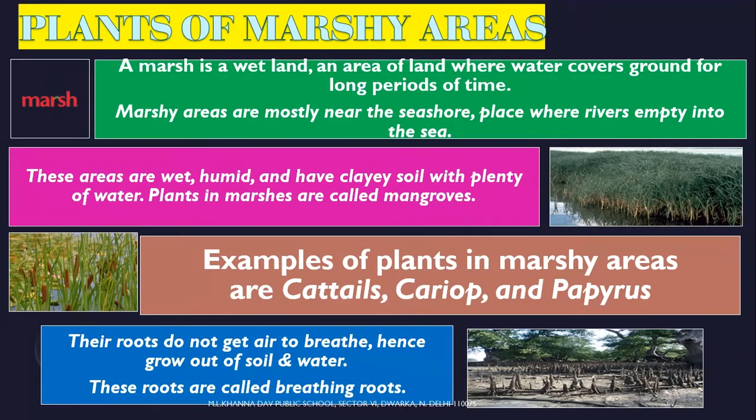There is a special feature which we see in the plants which grow in marshy areas. Because the soil is filled with water, the roots are not able to get air to breathe. So, they come out of the soil to get air from the atmosphere. They are called breathing roots.